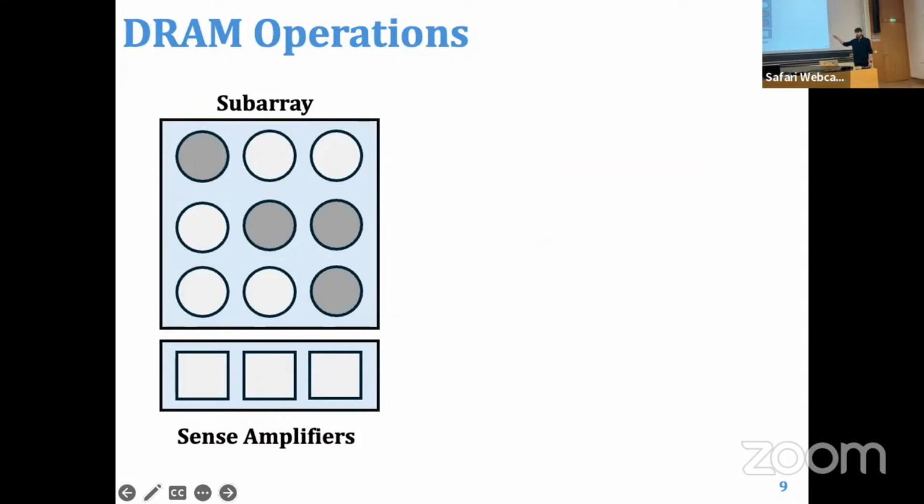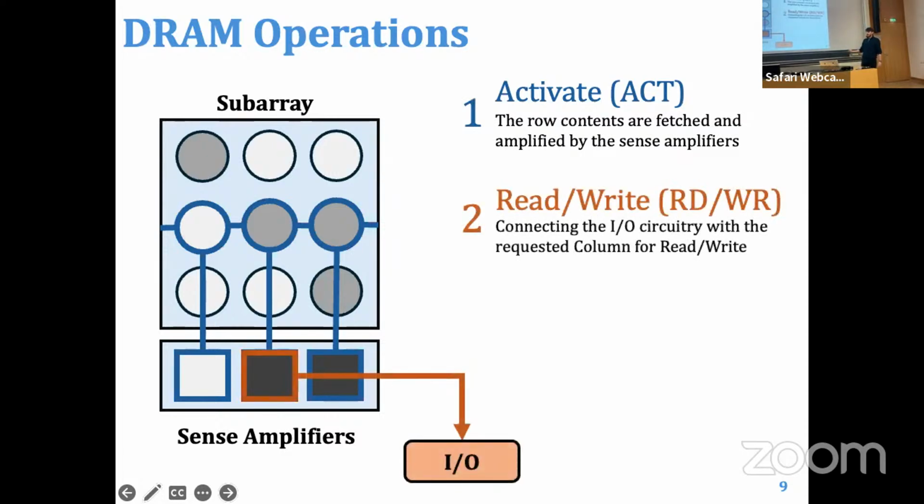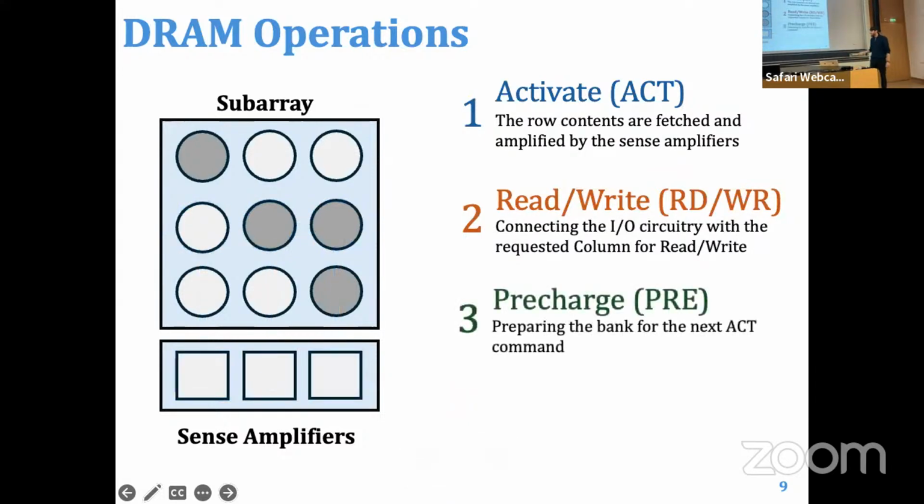We have our subarray, we have our sense amplifiers, and the first operation of DRAM is the activate operation. We choose a specific row, and we fetch the data and amplify it into the sense amplifiers. The second operation is read-write. We connect a specific column of the sense amplifier to the input-output circuitry. And finally, we have the precharge command, which prepares the bank for the next activation. Usually it's done before the activation because we want to keep the data in the sense amplifier as long as possible to issue as many read and write commands as possible.